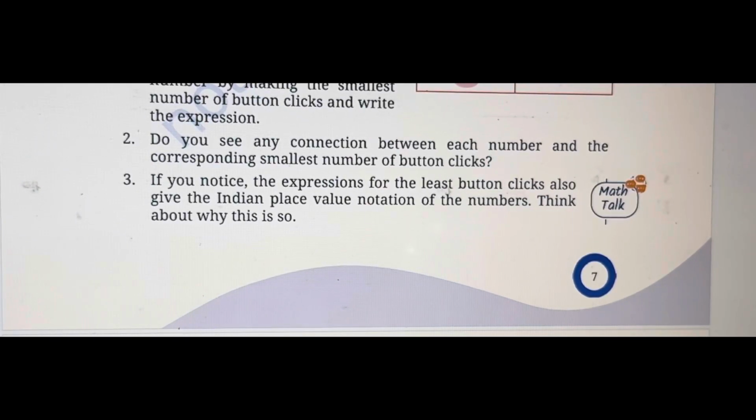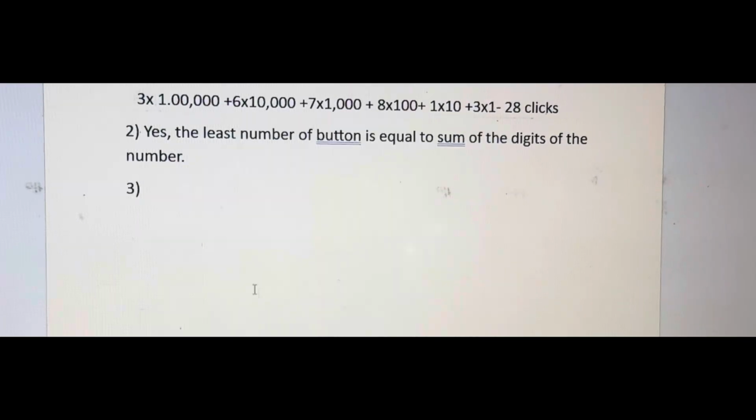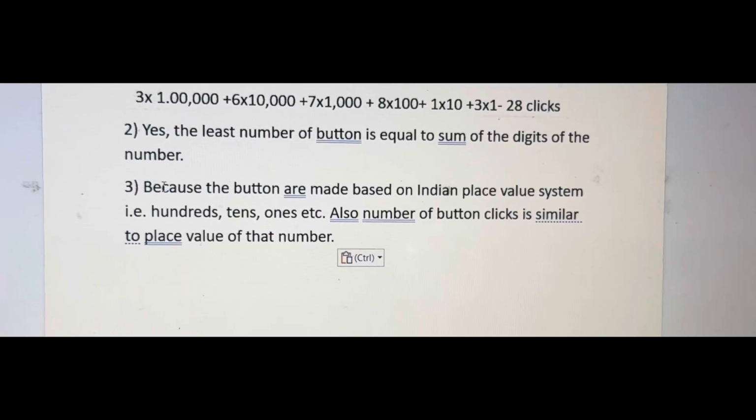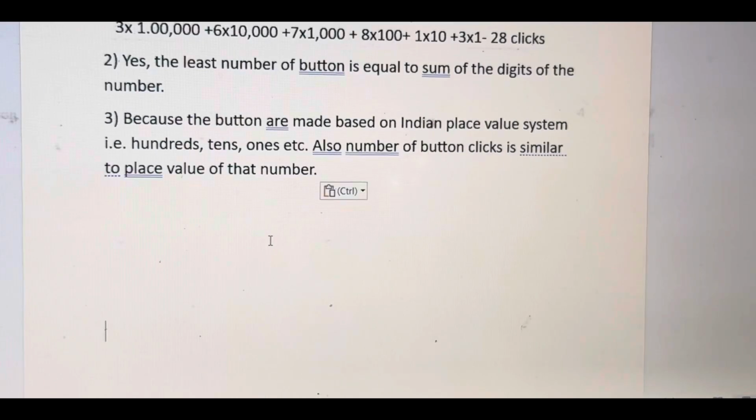So question number 3, if you notice the expressions for the least button clicks, it also gives the Indian place value notation of the numbers. So think about why this happens. So this happens because the buttons are made based on the Indian place value system, that is hundreds, tens, ones, etc. Also, the number of button clicks is similar to the place value of that number. So with this, we complete the figure it out exercises.